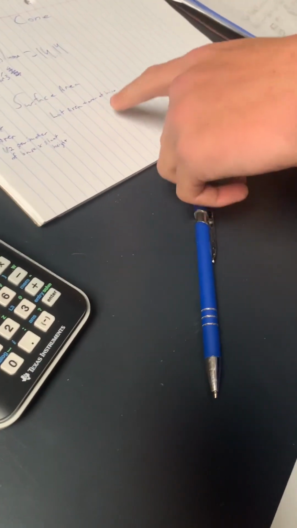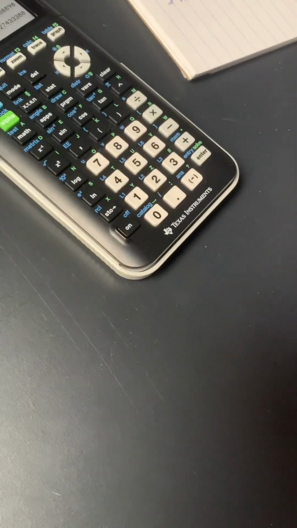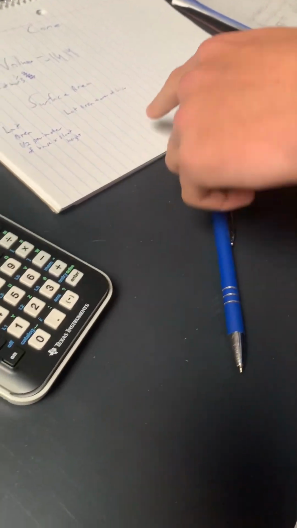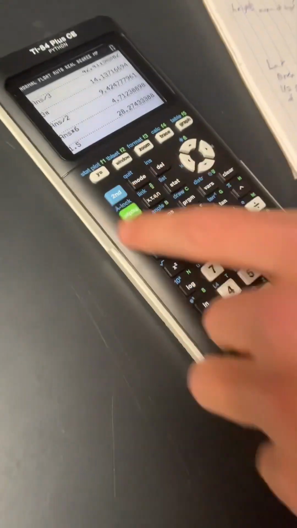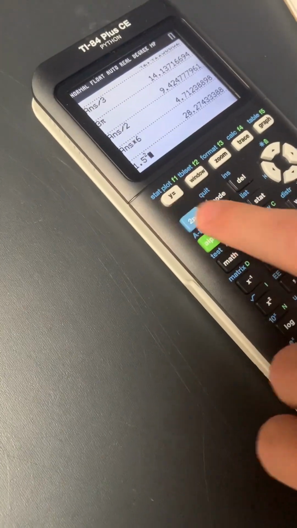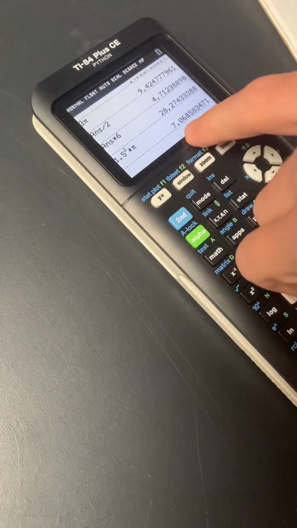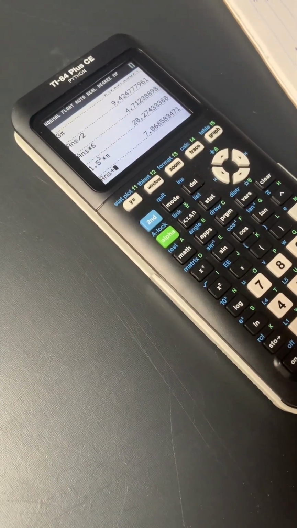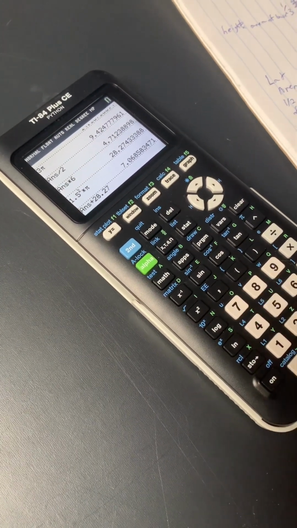To find the surface area, you have to add the area of the base to the lateral area. We already found that the area of the base is pi r squared, and the radius is 1.5, squared, times pi, 7.06. Plus the 28.27, and the surface area is 35.34.